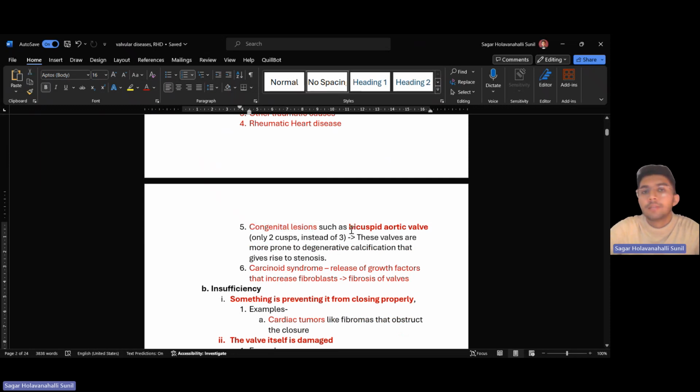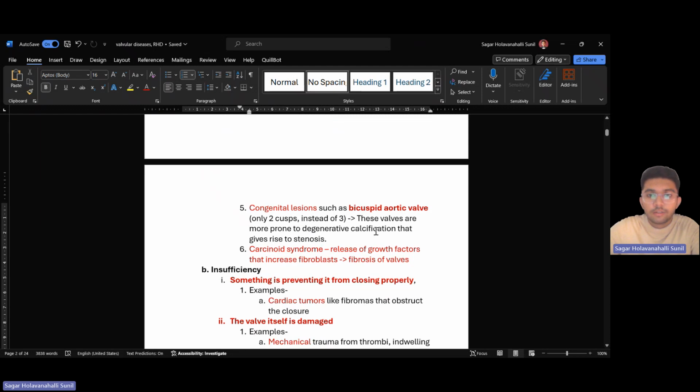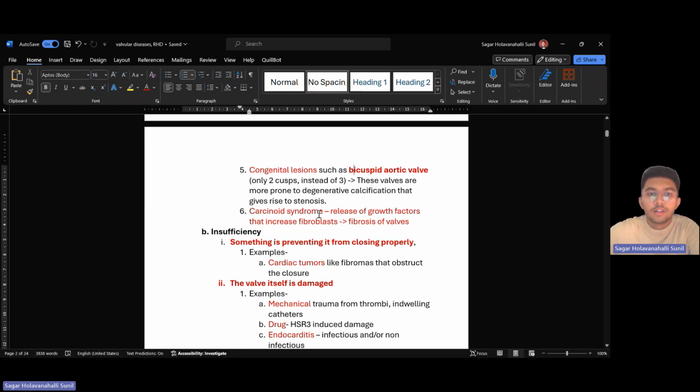For example, in some cases, there can be a bicuspid aortic valve instead of tricuspid, and in this situation, the valves have more work in terms of trying to keep the blood within the ventricle and trying to prevent any backflow. So when there's a lot of work for the cusps to do, they can get degenerated quickly and they can undergo calcification.